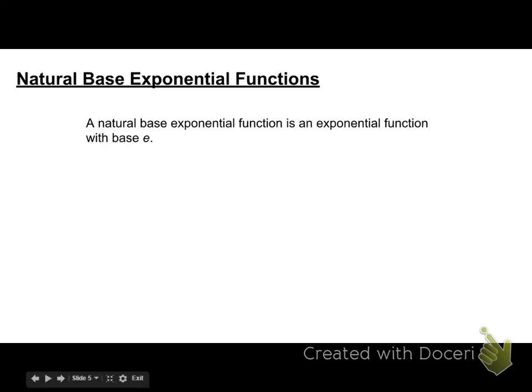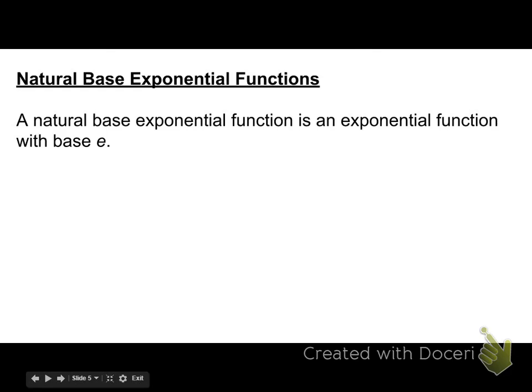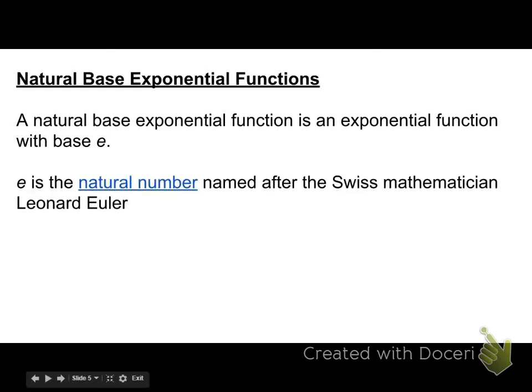Okay, here's the last part. Natural base exponential functions. A natural base exponential function is an exponential function whose base is the natural number e. The variable will still be an exponent, but instead of the base being an integer, the base is the natural number e. E is named after the Swiss mathematician Leonhard Euler. Not Einstein.